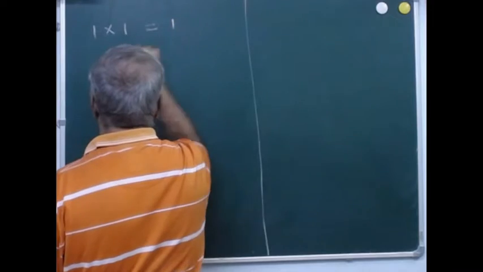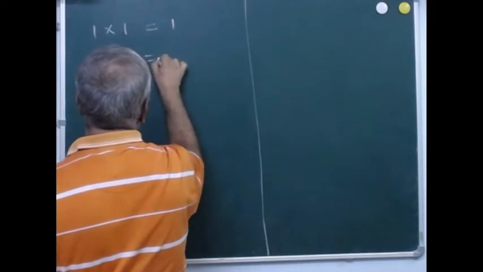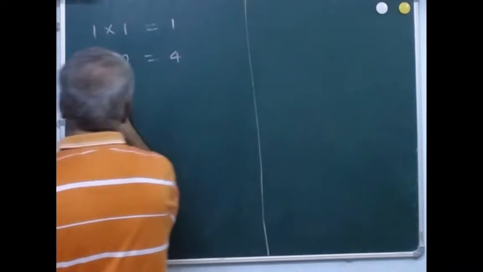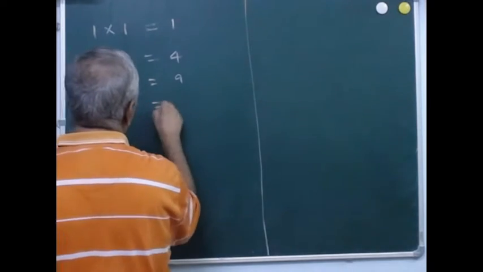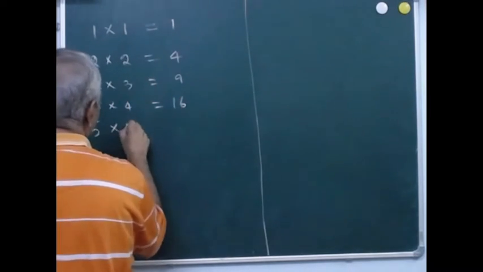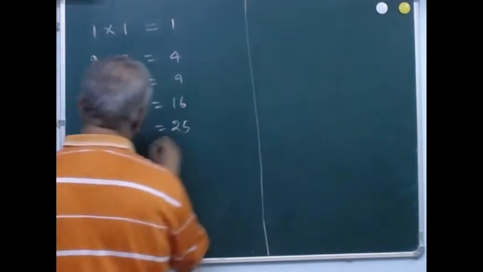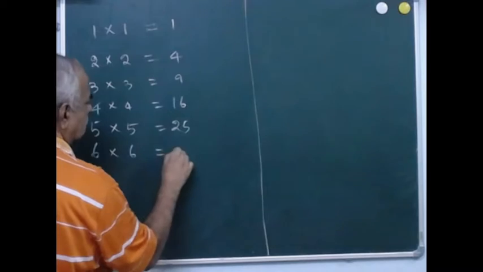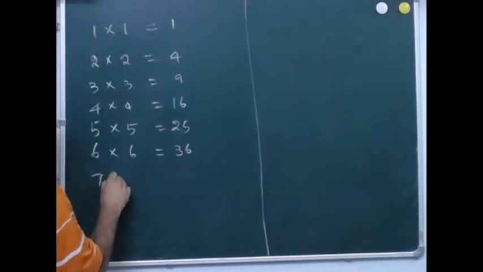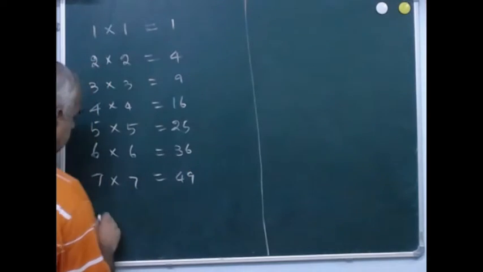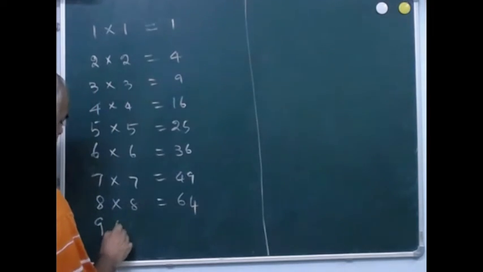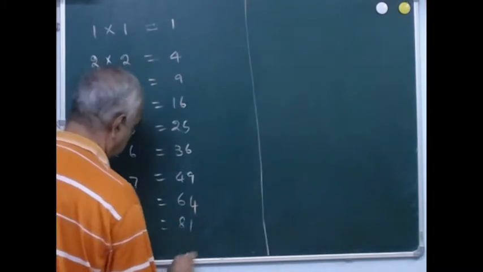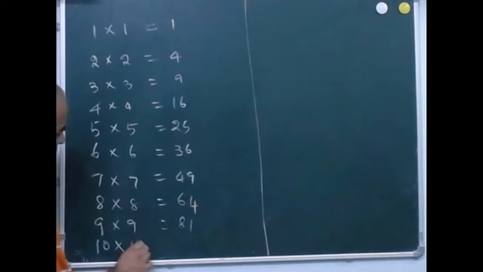Please note down. You know very well, 1 into 1, 1. 2 into 2, 4. 3 into 3, 9. 4 into 4, 16. 5 into 5, 25. 6 into 6, 36. 7 into 7, 49. 8 into 8, 64. 9 into 9, 81. 10 into 10, 100.